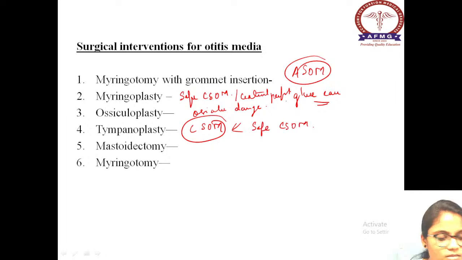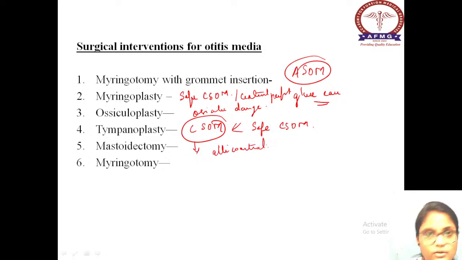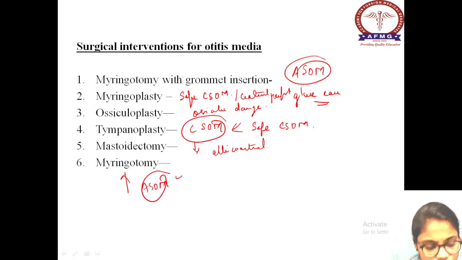Mastoidectomy means you can answer me modified radical mastoidectomy also. As you know, one of the important ones is atticoantral mastoidectomy, we can do it in atticoantral CSOM. Where we will do only myringotomy? Only myringotomy sometimes we can do in ASOM also. Where does this myringotomy is done? Posterior inferior part.